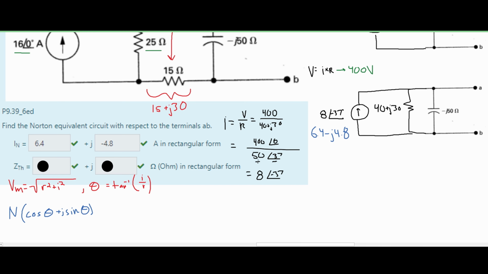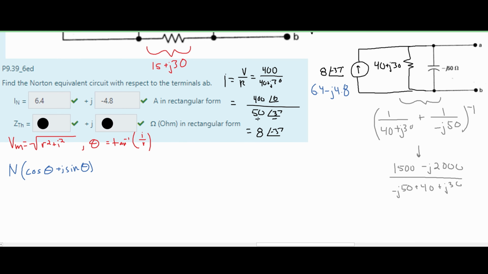Now we need to solve for the Thévenin impedance. And the total impedance is just these two combined together. They are in parallel, so we're going to have to put it in the parallel form, which is 1 divided by our first impedance, plus 1 divided by our next impedance, and this is all raised to the -1st power. And from this, we are going to get this equation.